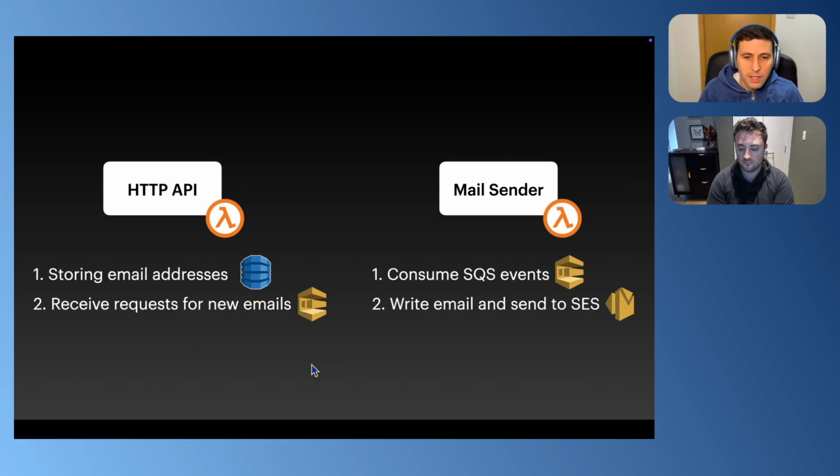So basically, we're gonna use four resources of AWS. The first one is Lambda. The second is DynamoDB to store and read email addresses. The third one is SQS, the simple queue service. And finally, SES.